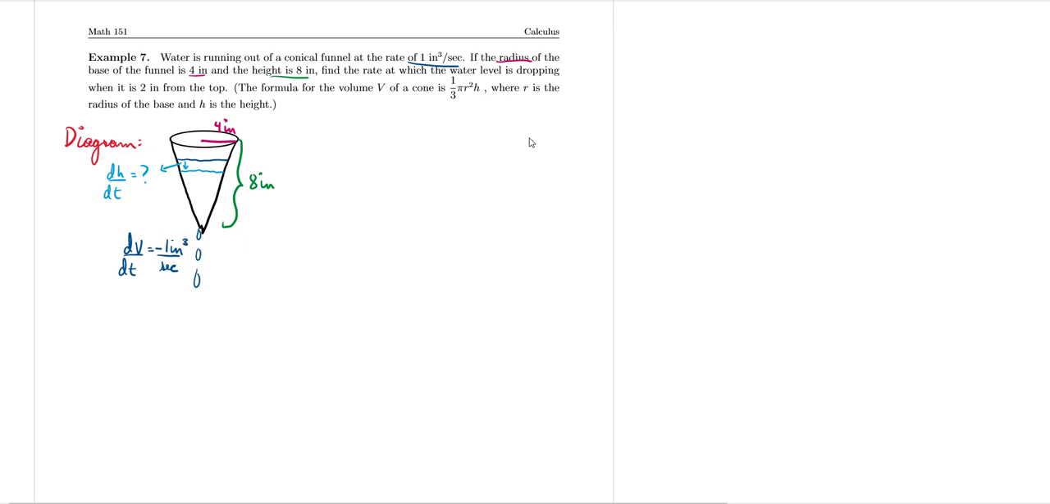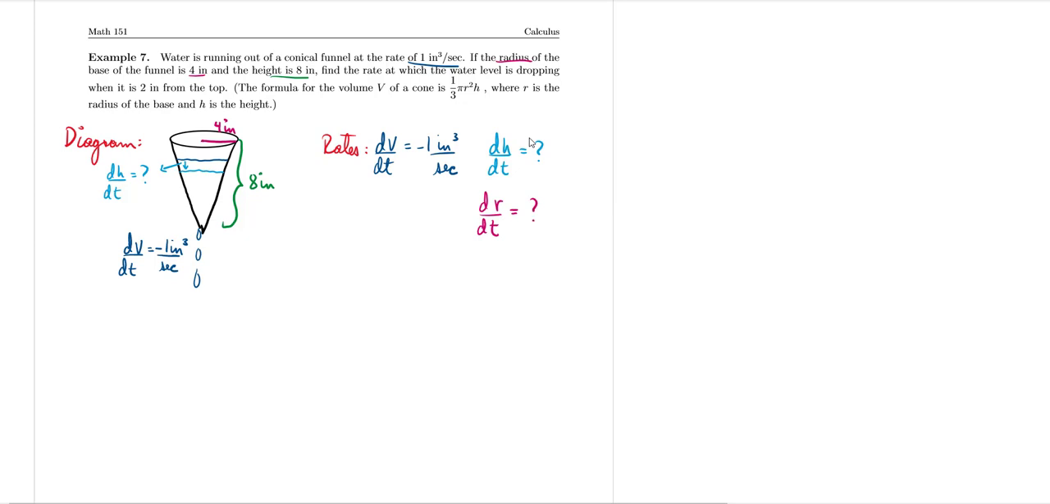Alrighty. Now, let's identify the rates that we have and the rates that we don't have. Now for this one here, we saw that the volume was decreasing at a rate of negative 1 inch cubed per second. Now, what else do we know? Well, we don't know the rate at which the height of the water is changing. And that seems pretty much what we want to find out. But I also have some other quantities, right? We are also talking about the radius here. So I'll put here, what about the radius? How is the radius changing?